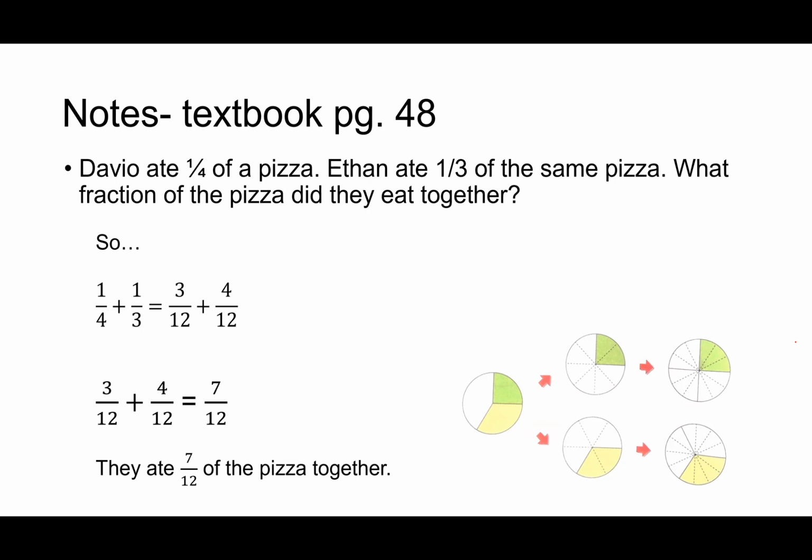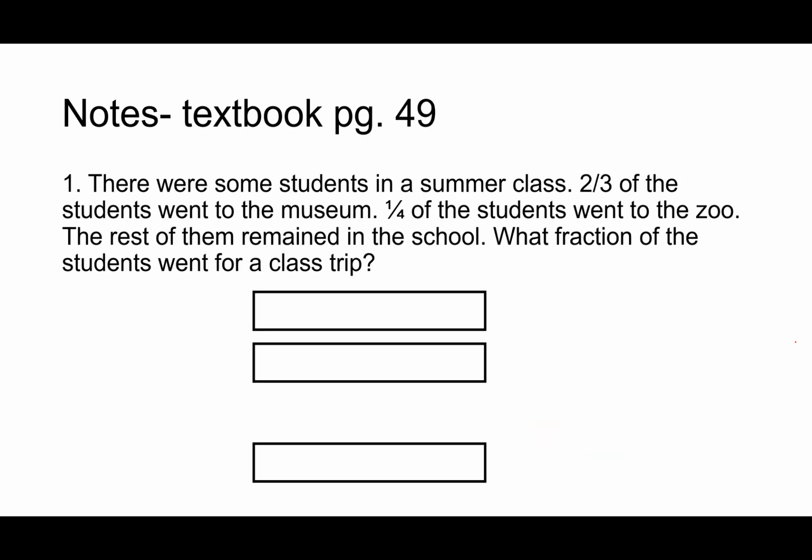All right, let's take a look at the next one. There were some students in a summer class. 2/3 of the students went to the museum and 1/4 of the students went to the zoo. The rest of them remained in the school. What fraction of the students went for a class trip? Well, let's deal with the people that went to the museum first. All right, we're going to label this one museum. All right, how many of the students went to the museum?